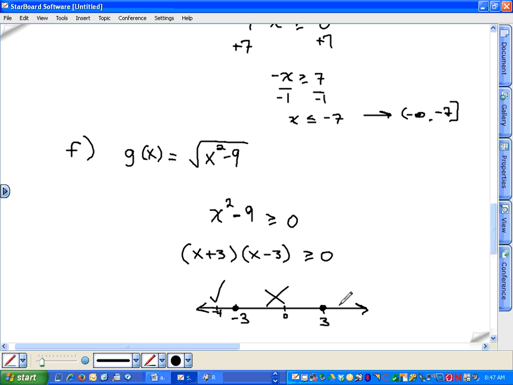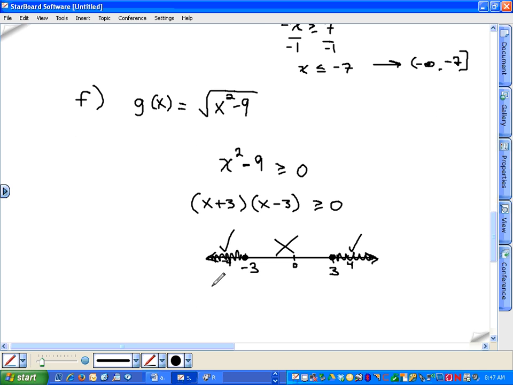And then beyond 3, we could test 4. 4 squared is 16. 16 minus 9, that's greater than or equal to 0. So that is a solution. So the two intervals in which our solutions lie are less than -3 and greater than 3. So it's from -infinity to -3, bracket, and these are the possible solutions.